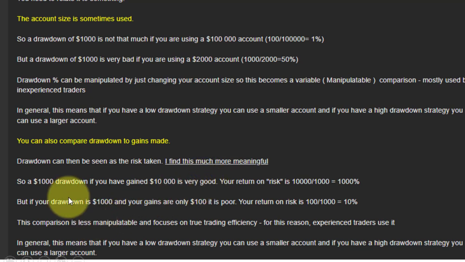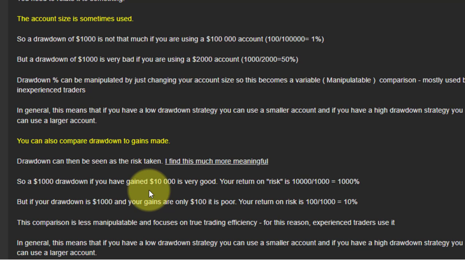So $1,000 drawdown, if you have gained $10,000, is very good. You've actually had 1,000% return on your risk. You've risked $1,000 and you've made $10,000. Now that's the kind of ratio that people start looking for.